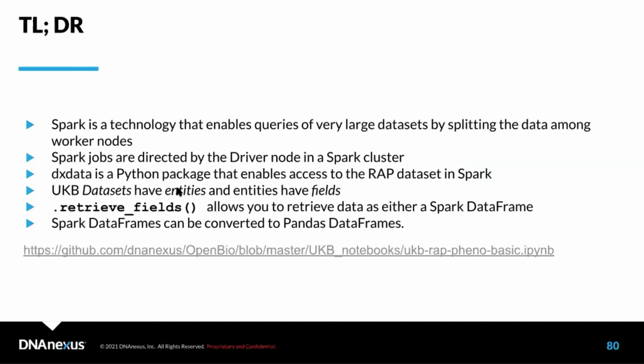UKB datasets have entities and entities have fields. We'll talk more about this. The main method you're going to be using in DX data is the retrieve_fields method. It will allow you to retrieve data as a Spark data frame, and then your Spark data frame can be converted over to a Pandas data frame. Again, we want to point you to this link in our GitHub repo called OpenBio, which has instructions on how to do all of the things that we do today. We'll be sending out an updated notebook that has the extra bits we'll be going through in the tour, but this covers almost all of the functionality that you need to know to work with the phenodata.